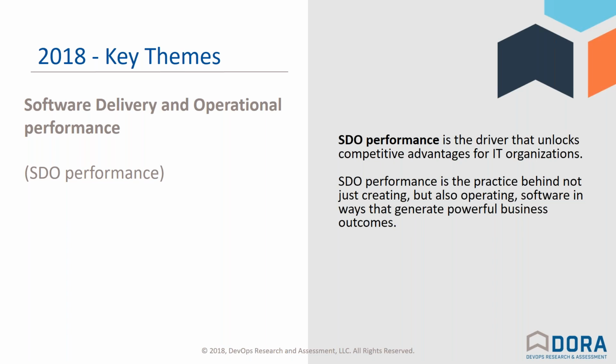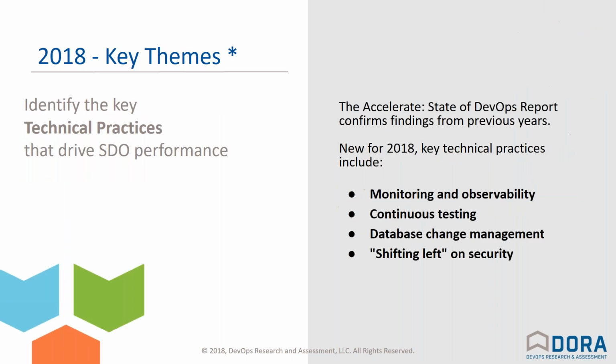On the next slide, we have a new set of technical practices that we looked at. So again, the key predictors are architectural practices, technical practices, and cultural norms.